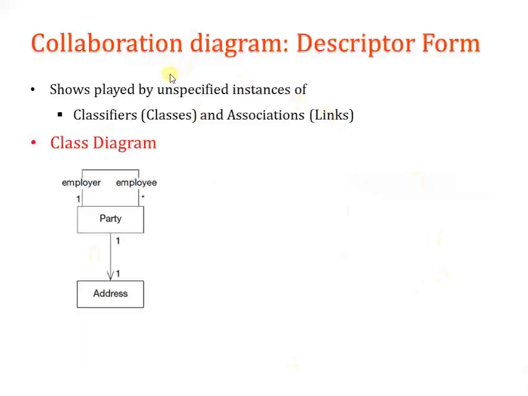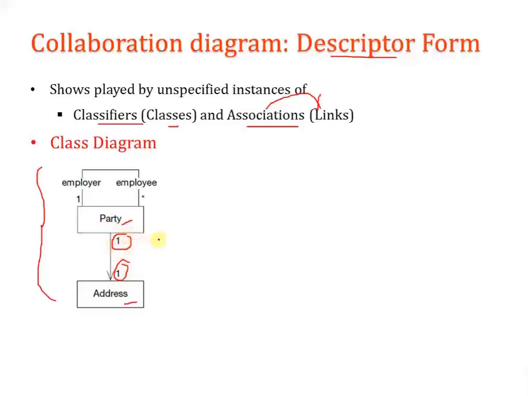The first representation is called the collaboration diagram in descriptor form. So here, as I've already said, this is going to say about the class perspective. Here we have classifiers and associations, which are nothing but classes, and associations are termed as links. For example, you can see a class diagram like this, where there are two different classes, one called party, the other called address, and this is a link between these two. So each and every party member present over here will have one address. This is called a multiplicity relationship.